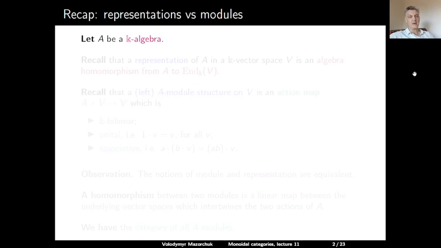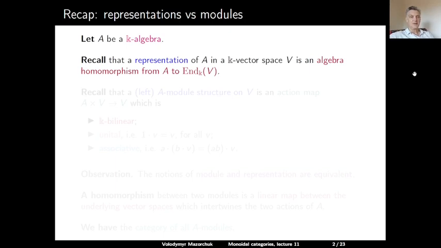Let A be an algebra over some field K. Recall that a representation of A in a K-vector space V is an algebra homomorphism from our algebra A to the algebra of all linear endomorphisms of the vector space V. An alternative notion is a notion of an A module.